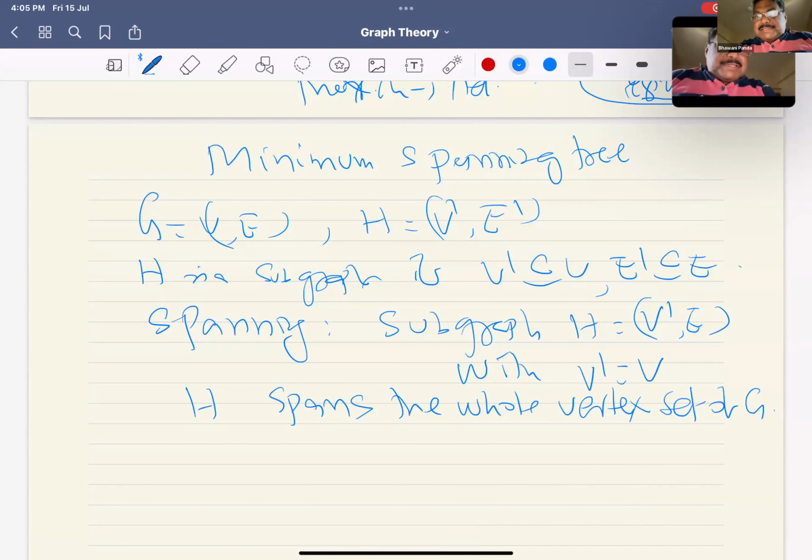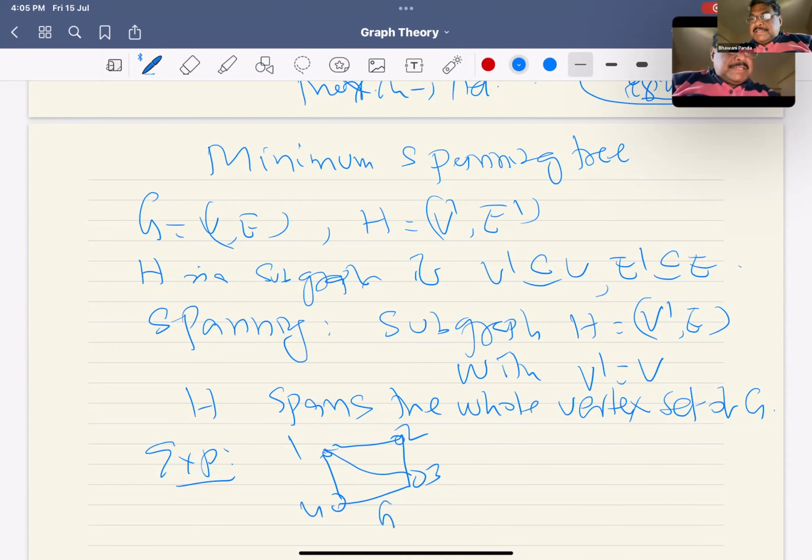That is a subgraph. For example, one, two, three, four. There are 5 vertices. This is my G and this is my H. If you see, the vertex set of this H is the same as the vertex set of G. So this is a subgraph as well as a spanning subgraph. Is this clear? Yes, sir. Okay.